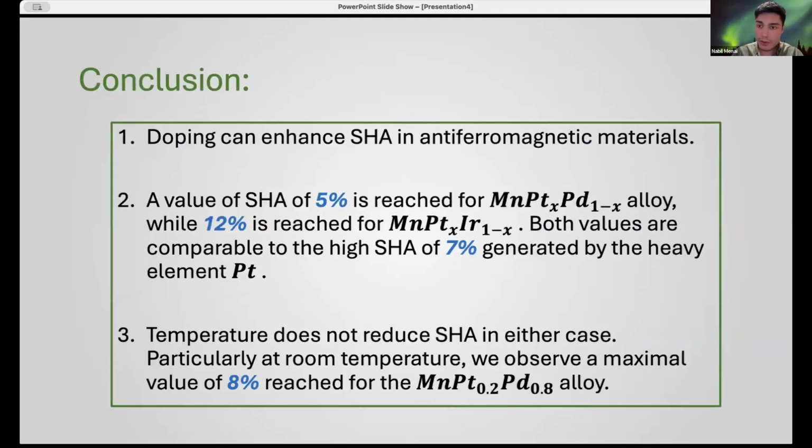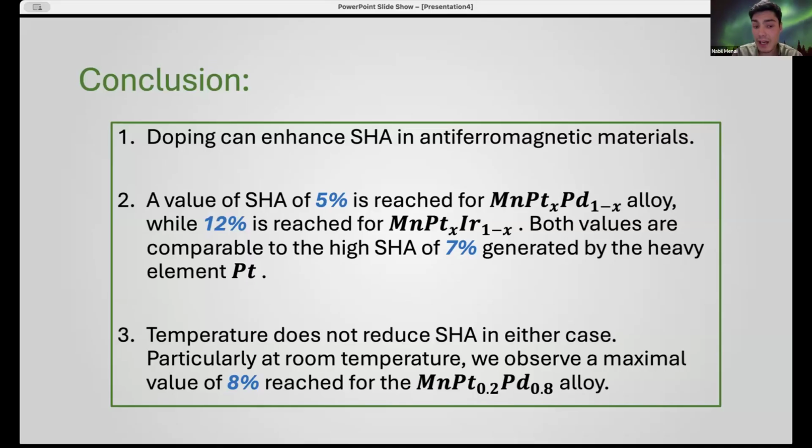So to conclude the presentation, I would like to say that we have shown that dopants can enhance the spin Hall angle in antiferromagnetic materials. And most importantly, that we have reached very, very high values of spin Hall angle in both alloys, whether we replace platinum with palladium, as we have shown first, or when we replace platinum with iridium.